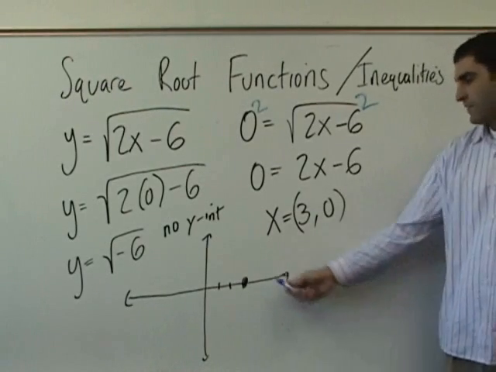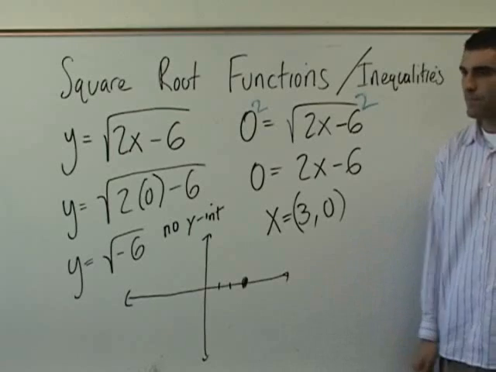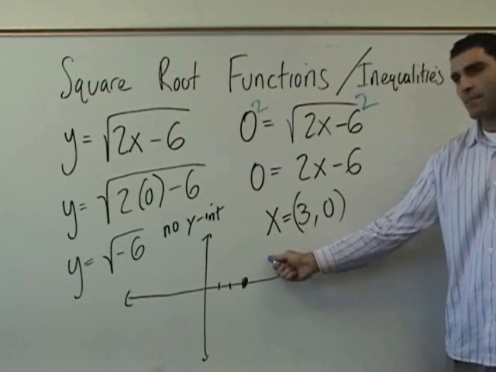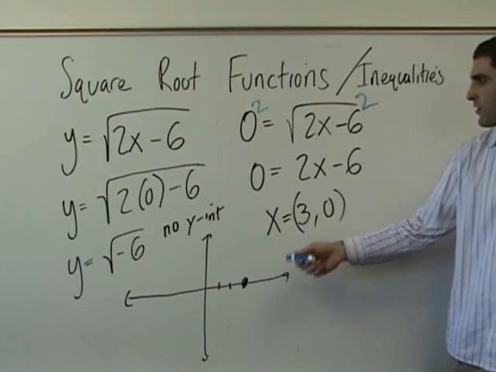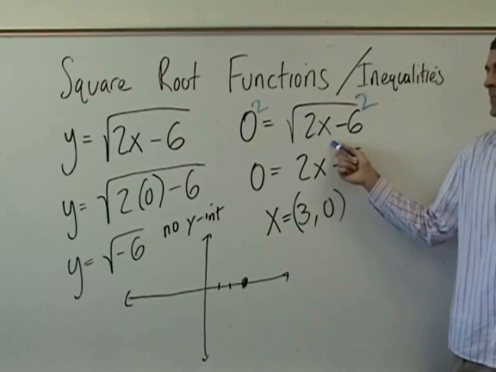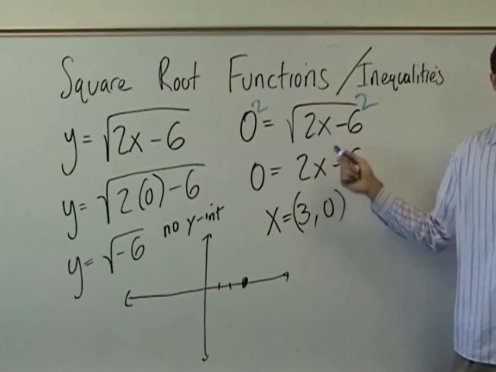Since you now have the x-intercept, let's pick a point, or two, or three, so we can get what the y is. We know it's not going to go this way. It's going this way. So let's pick a point that would be smart. What do you think? You got one?